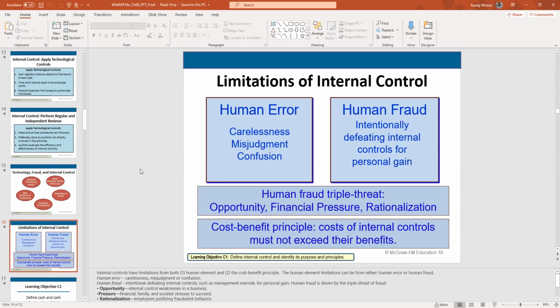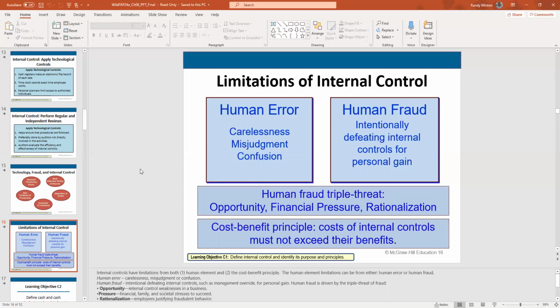Now, here's one that you should probably be aware of, because you probably could see this again. Human error is a limitation of internal control. Sometimes we get confused about what we need to do. That happens with employees, especially when you're cross-training them, or somebody is new to a job. They may be confused about how they're supposed to do the job, and so they make a mistake. Sometimes people just are careless.